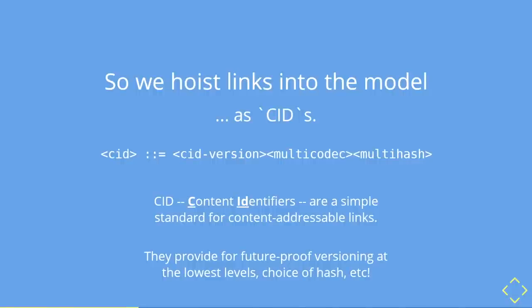One implementation detail that IPLD prefers, that I don't want to spend too much time on because it's just kind of in the weeds, but just to mention it, we took this concept and we named it. CIDs, for content identifiers, is a simple protocol for how to use content addressable linking. It adds a couple of version prefix fields in order to have future-proof versioning at the lowest levels. That multi-hash word means we're going to have a byte that says which hash algorithm and how long it is, and then the hash.